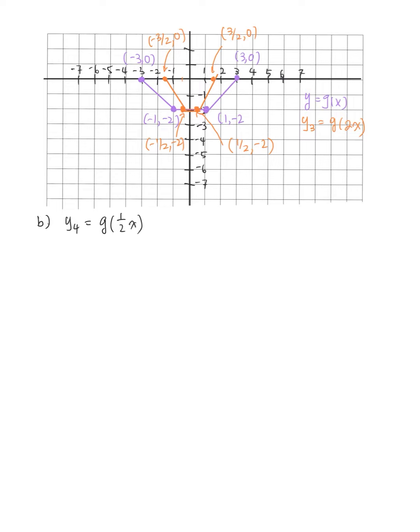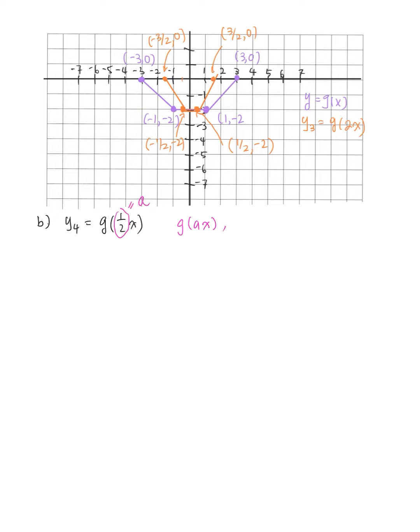All right, so let's look at part B. Let's graph y sub 4 equals g of 1/2 x. Now, as you see, this is of the form g of ax. Who plays the role of a? That's 1/2, isn't it?